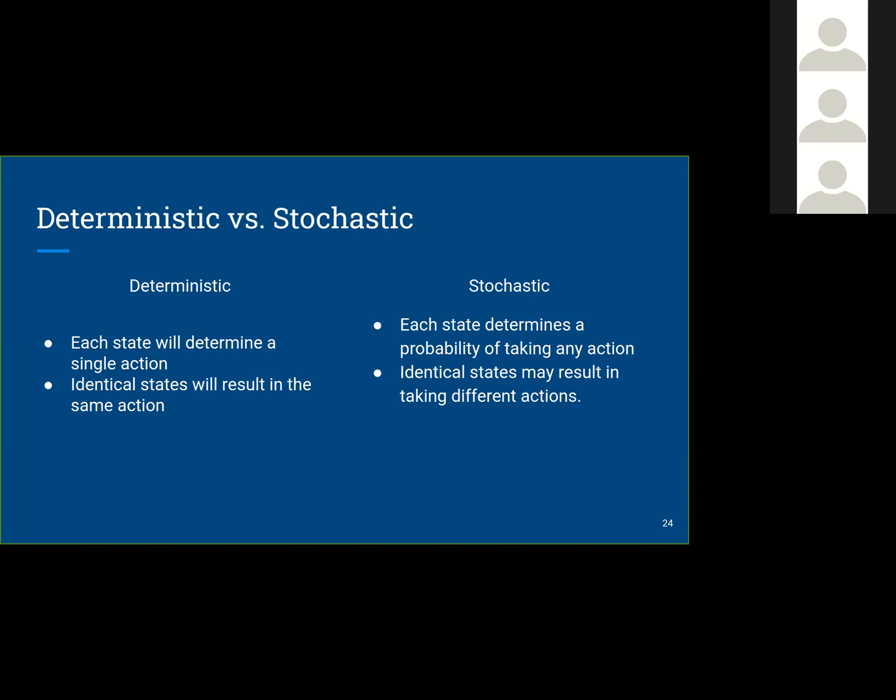Whereas a stochastic approach would give you a probability. So you might have a 50% chance to turn right or a 50% chance to turn left, something like that, right? So you can see it's a bit more flexible in this regard. Any questions?